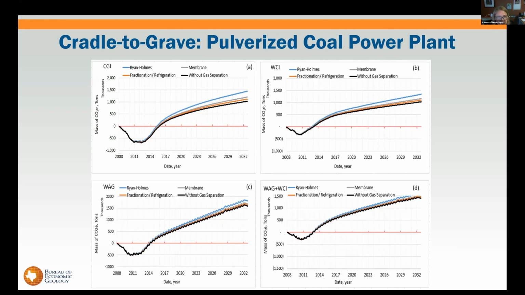And here you can see our cradle-to-grave results. For the case of the pulverized coal power plant, just for the sake of time, I'm only going to show you this. In general, expanding the system to be all-encompassing is going to have an adverse impact on the carbon life cycle and carbon balance of CCUS.